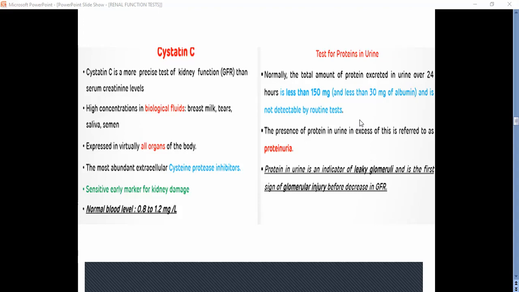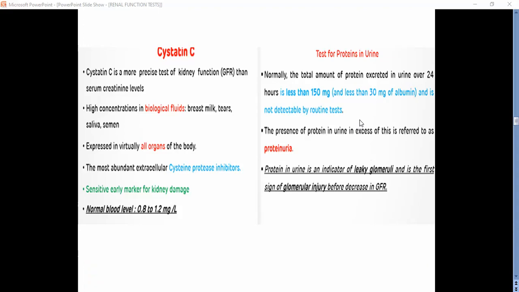If there is protein in urine, it indicates that the kidney is dysfunctioning, that is, it is not filtering properly, and so protein came out into the urine. The presence of protein in urine in excess of this is referred to as proteinuria. Protein in urine is an indicator of a leaky glomerulus, that is, the glomerulus is not filtering the protein in a proper manner, and it is the first sign of glomerular injury before a decrease in GFR.